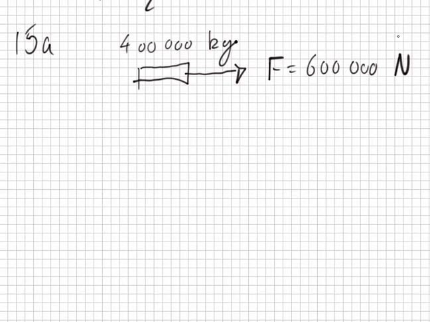So what's the quickest way to get the A here? F equals ma. So therefore, A equals, so if F equals ma, then F over m is the A, so 600,000 divided by 400,000, so 1.5.